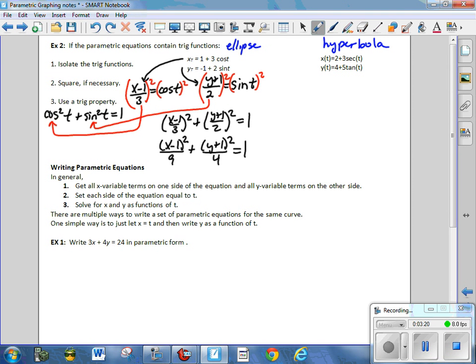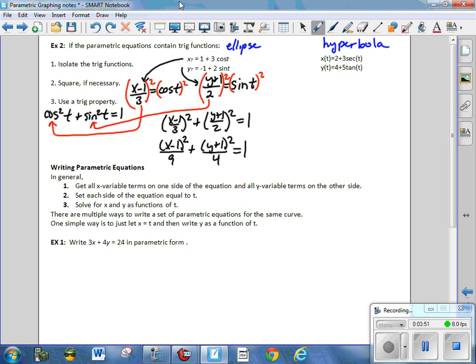Remember that when we looked at the worksheet, sine and cosine could switch places, and it didn't make any difference in what the graph looked like. That's because I could also have written sine squared t plus cosine squared t equals 1. I could have substituted x minus 1 over 3 squared in for the sine squared and y plus 1 over 2 squared in for the cosine squared. It doesn't make any difference since we're just adding those two terms. So it really doesn't matter whether I put cosine or sine here and here.